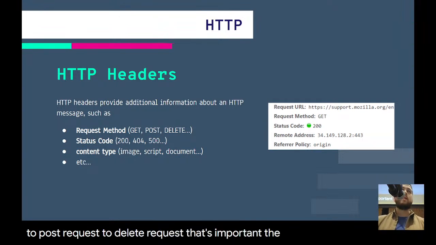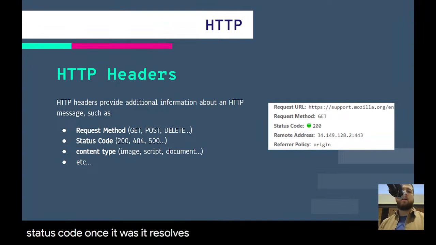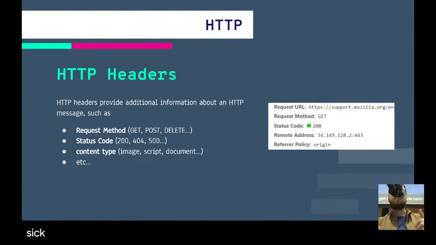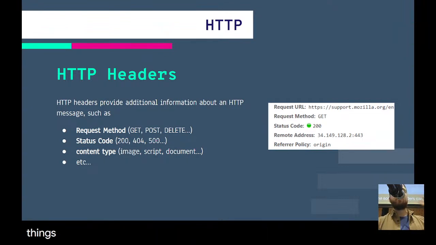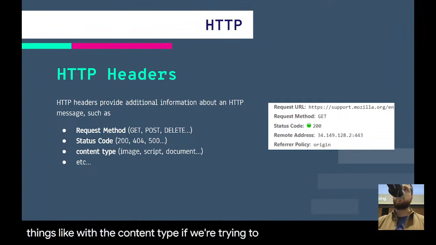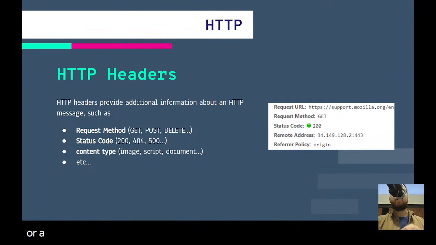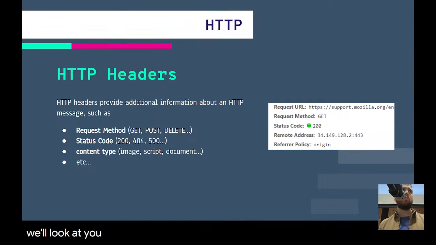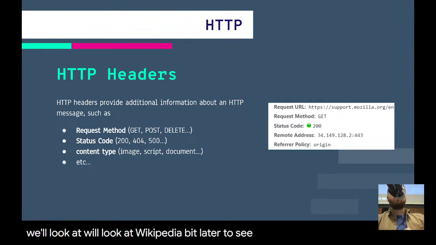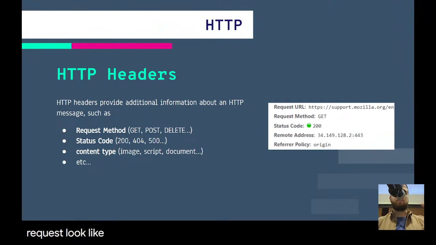The request will contain the status code once it resolves, and we get a status code back saying if it was successful or if there's an error of some sort. The headers can also contain things like the content type, if we're trying to send an image or a document or a script down the pipeline. There's a lot of information in the HTTP headers, and we'll look at Wikipedia a bit later and see what all of their HTTP requests look like, and get a feel for what the different headers look like.